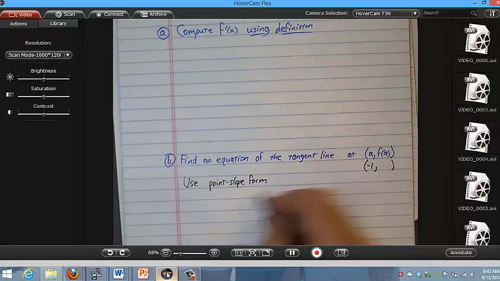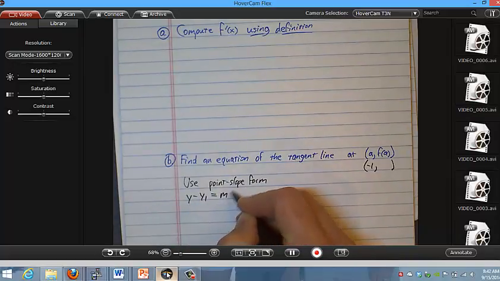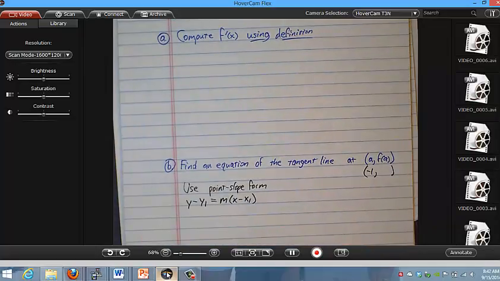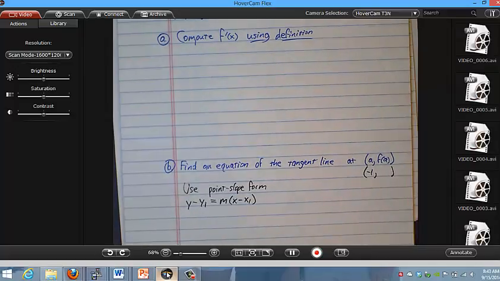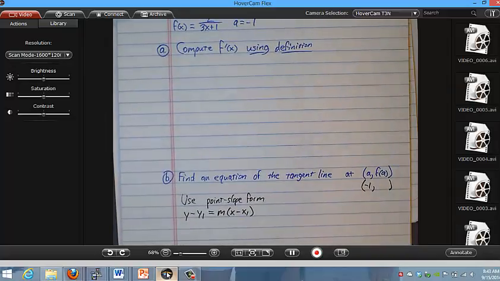And so that would be y minus y1 is equal to m times x minus x1. I think that's probably the easiest way to do this problem. Okay? But I can't do anything if I don't have the derivative. I need that in order to find the slope. So let's do part A. I mean, they gave me these problems in this order for a reason. Okay, so I'm going to use the definition.